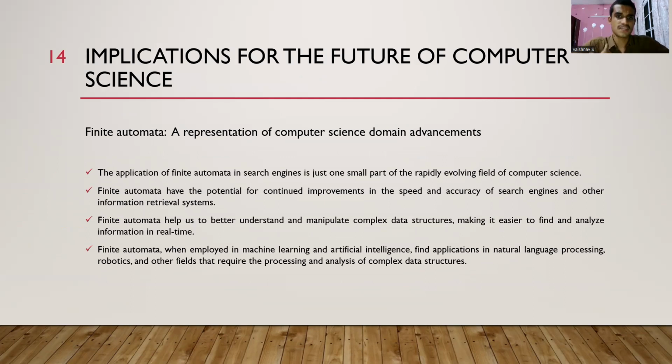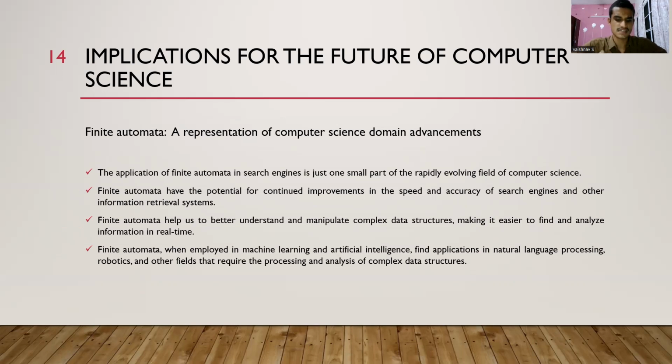The application of finite automata in search engines is just one example of the many ways in which computer science continues to advance and evolve. As we continue to develop new algorithms, techniques, and models for processing and analyzing data, the implications for the future of computer science are profound. One of the most significant implications is the potential for continued improvements in the speed and accuracy of search engines and other information retrieval systems. By using finite automata and other advanced techniques, we can better understand and manipulate complex data structures, making it easier to find and analyze information in real time.